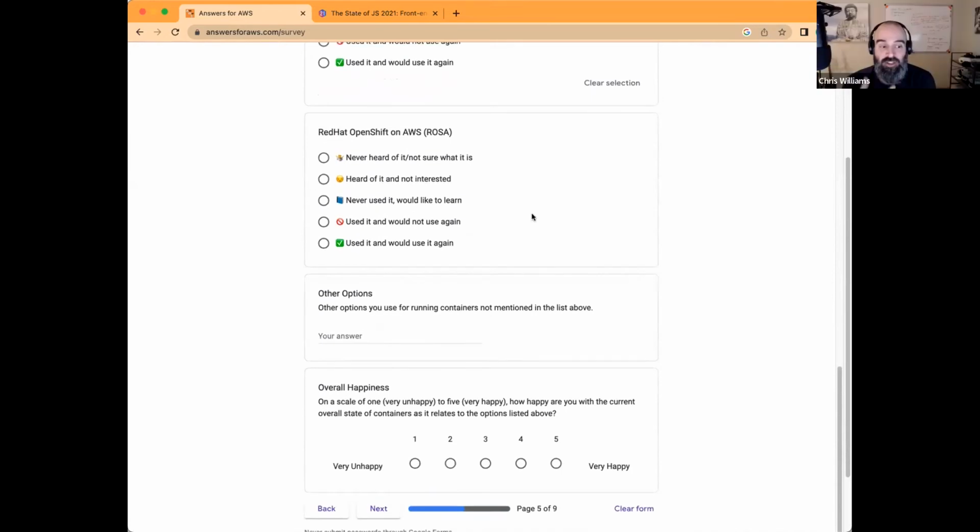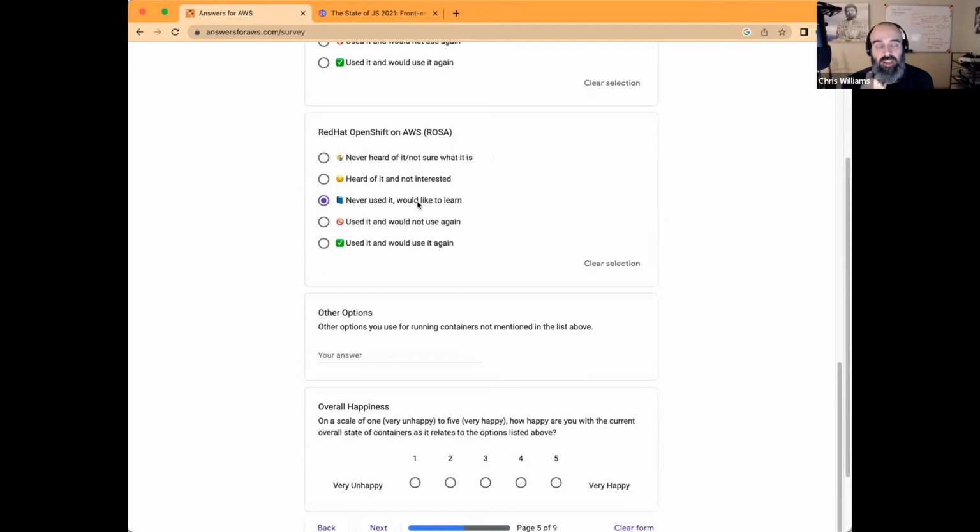So we actually had a Red Hat OpenShift on AWS presenter last year come in and do a presentation. So I've not used it. It looks interesting. I don't currently have a use case, but I would like to learn it. I mean, that's in the bucket of things that I would be amenable to learning about.